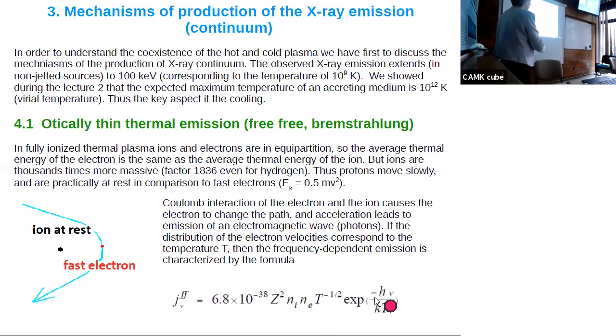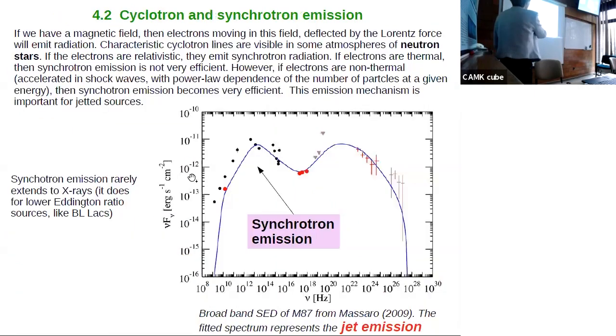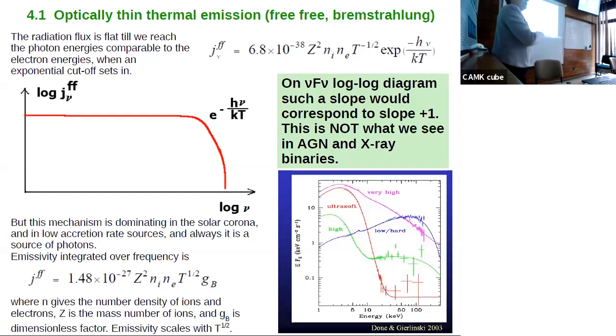And the dependence on frequency actually enters into this exponential term here. Here also temperature appears, and here temperature appears. So for the spectrum, this emission looks like this. If you plot F nu, but not nu F nu, just F nu, then this Bremsstrahlung is quite flat until you get to photon energies more or less the mean energy of electrons, and then you drop because there are not enough energetic electrons to produce photons that energetic.